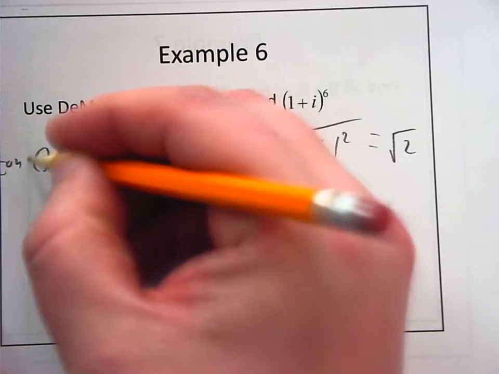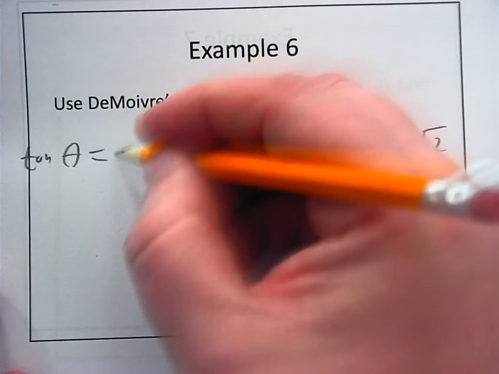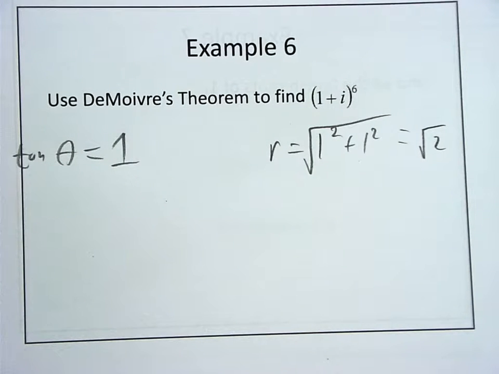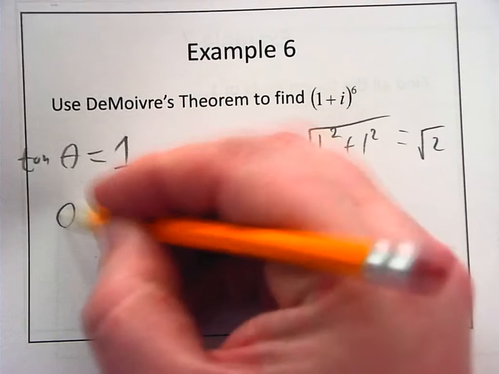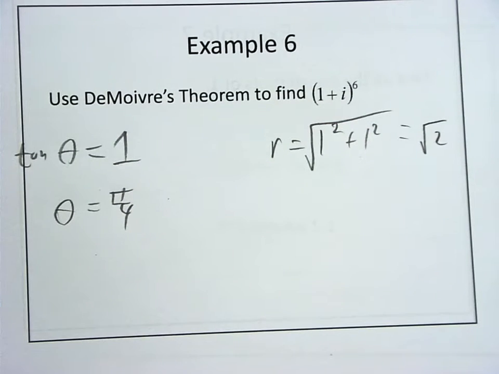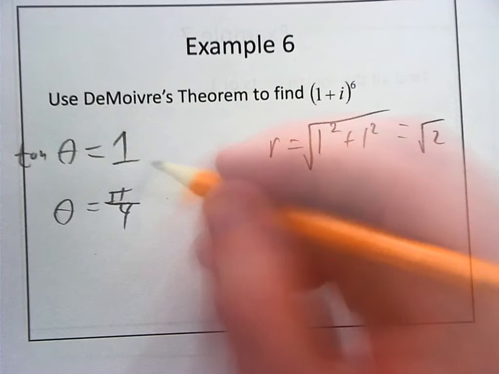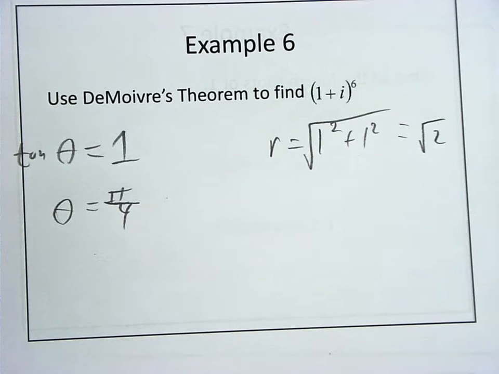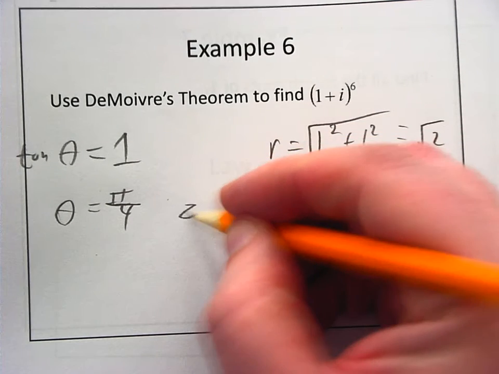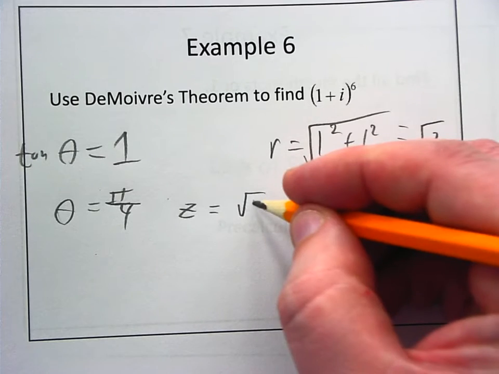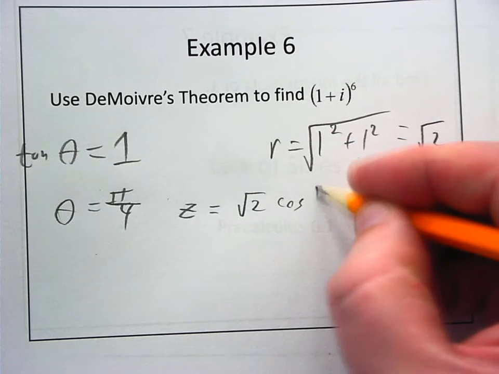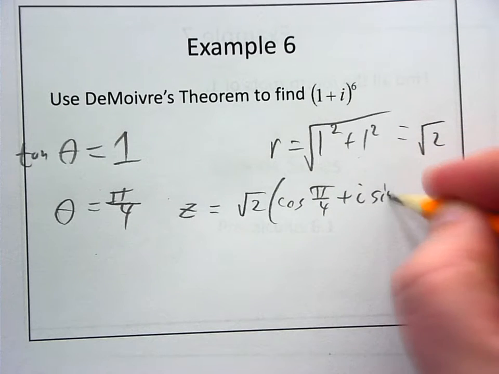So tangent of theta is going to be equal to 1 over 1, in other words, 1. Well, when is tangent 1? Pi over 4, 45 degrees. In the first quadrant they're both positive, so it will be pi over 4. If it was negative and negative, it would be 5 pi over 4. So now I'm going to write it as, if this was just what's inside, the square root of 2 out front, and then cosine pi over 4 plus i sine pi over 4.